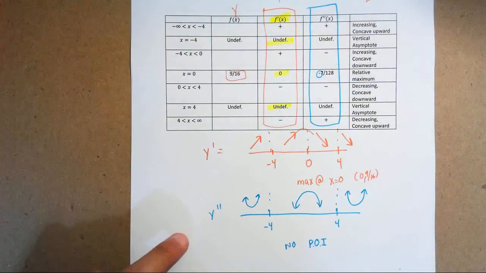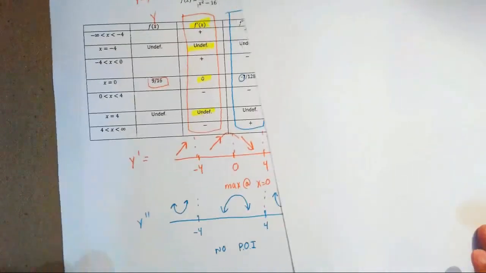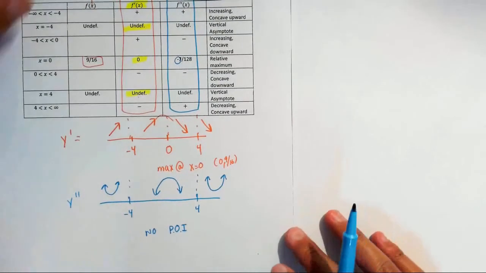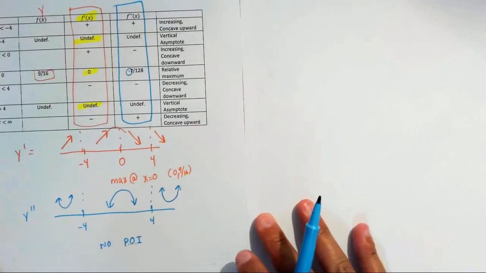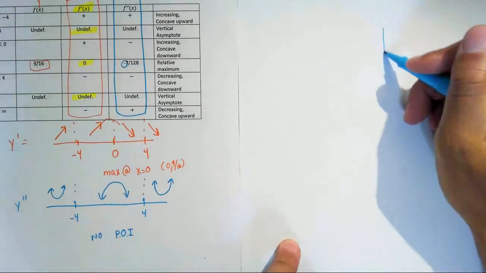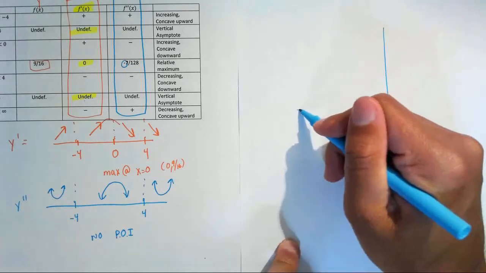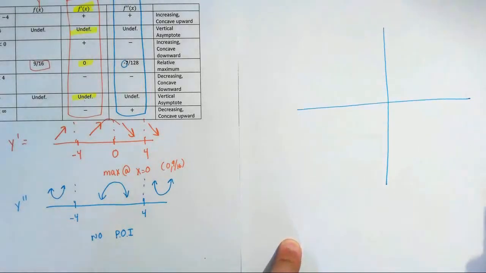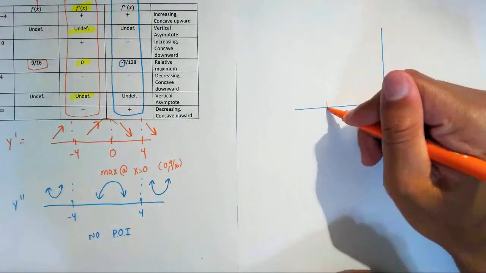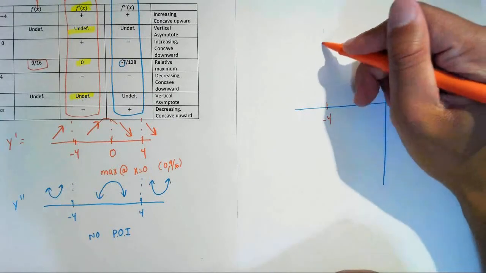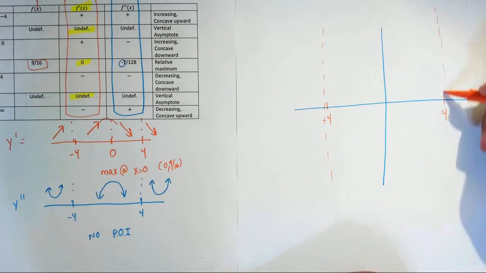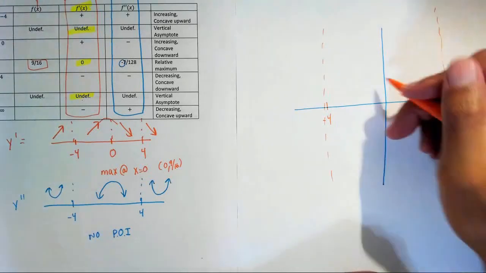When we actually graph this, I'm going to put this sheet side by side with all of the information that we found. Now you'll notice that I don't need my chart anymore. So when I graph this, what I'm going to first do is graph all my VAs. I have a VA at -4, and I have a VA at +4. Now what was something else we found in the beginning? We found our HA, because that HA is at y equals 1.